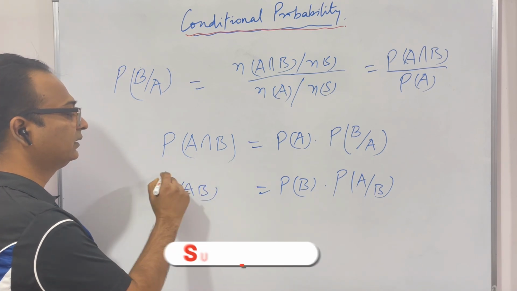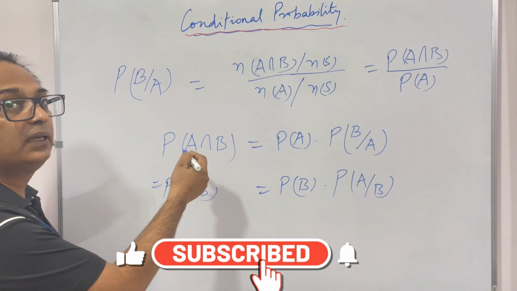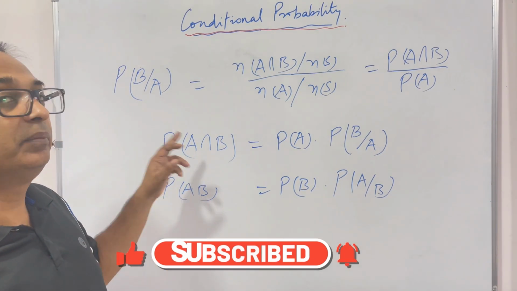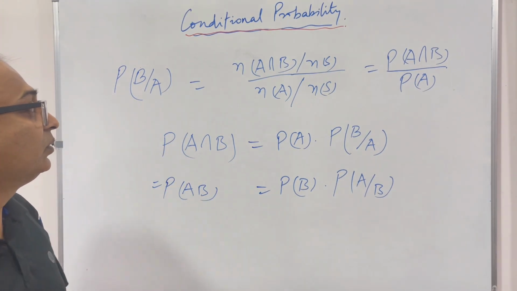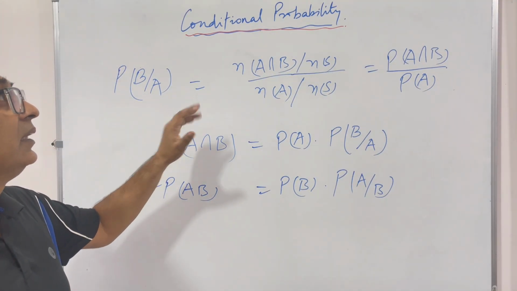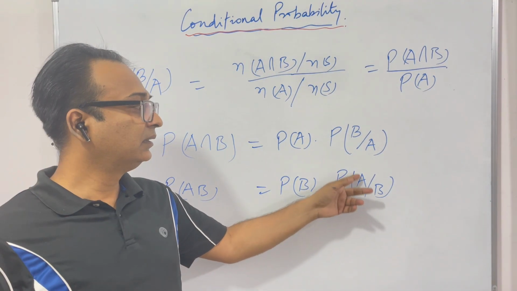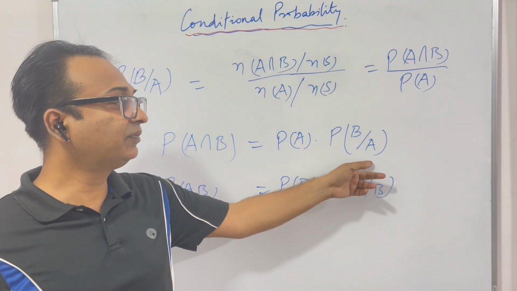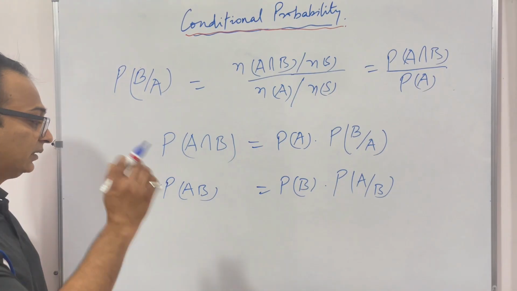And this means P, A and B. That is, the elements are present in both A and B. The elements that are common to these. Okay? This is conditional probability. These two are compound events. So we have conditional probability if A and B were independent.